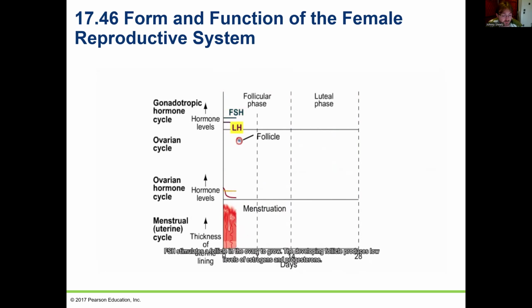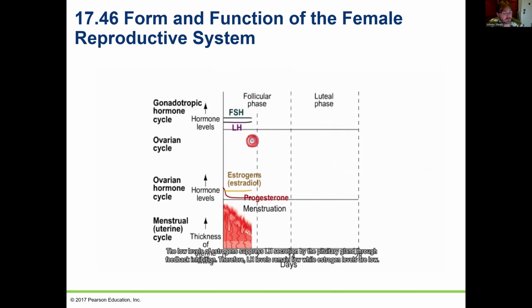FSH stimulates a follicle in the ovary to grow. The developing follicle produces low levels of estrogens and progesterone. The low levels of estrogen suppress LH secretion by the pituitary gland through feedback inhibition. Therefore, LH levels remain low while estrogen levels are low. By day 7, menstruation is over and the uterine lining begins to rebuild itself.